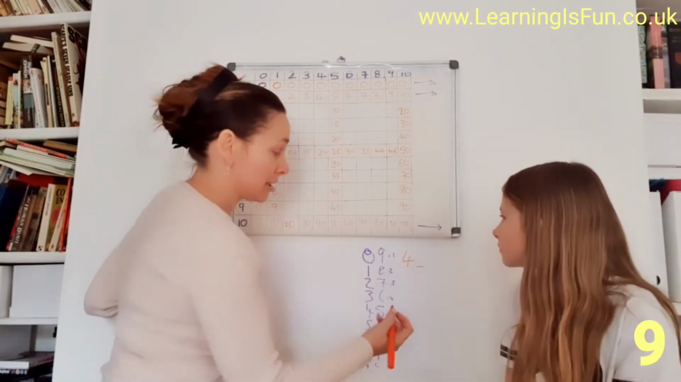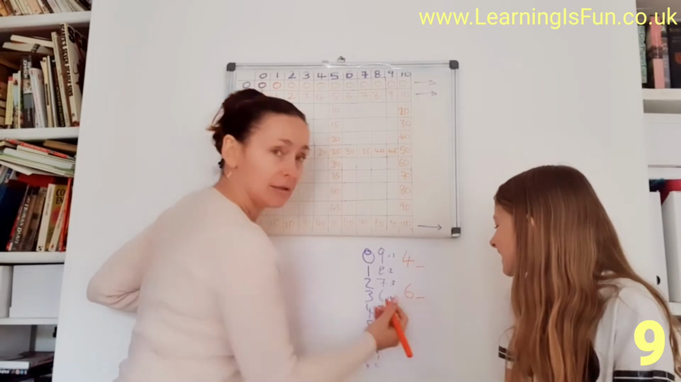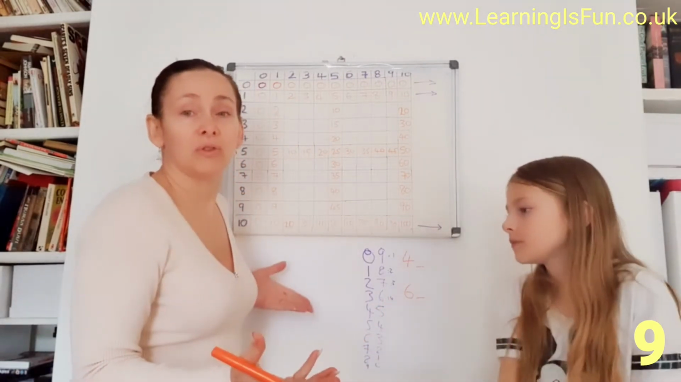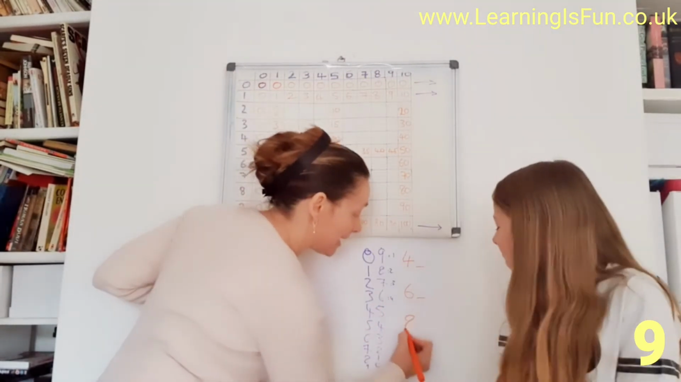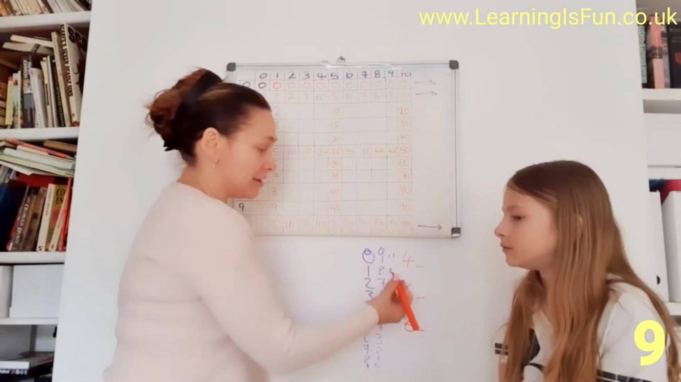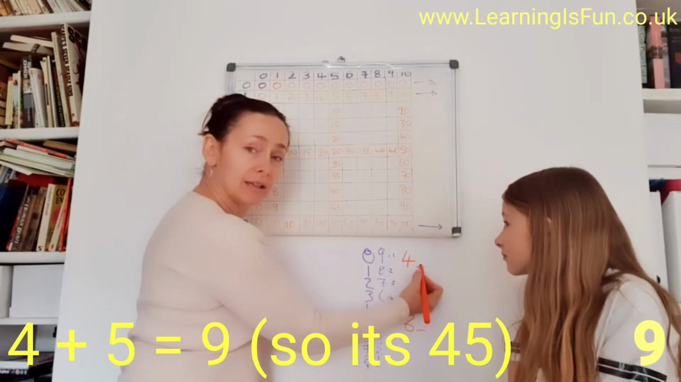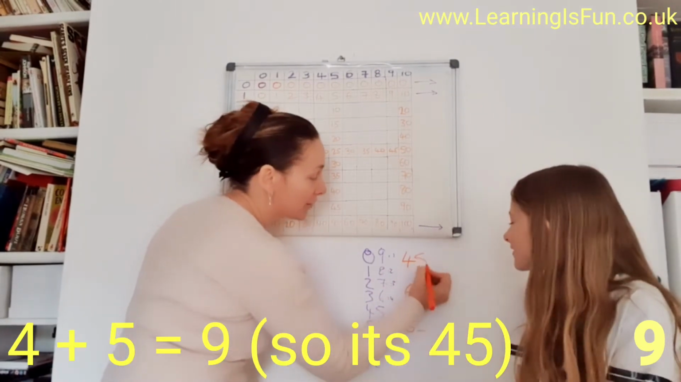7 times 9 is going to be, what's the one before 7? 6. 60 something. 9 times 9, what's the number before 9? 8. That's going to be 80 something. And how you fill it in is you just add the numbers up to 9. So 5 times 9 is 40 something, and what do you add to 4 to get to 9? 5. So it's 45.